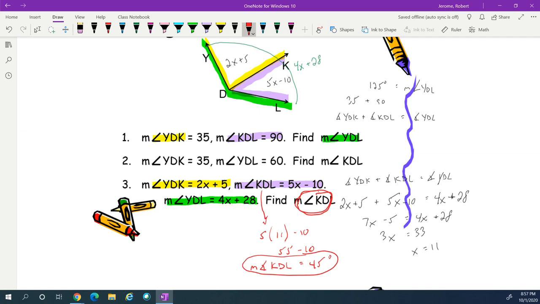Now again, the picture might not be drawn accurately. The picture is a reference, so we can determine what rules to use. So we have some angle addition.